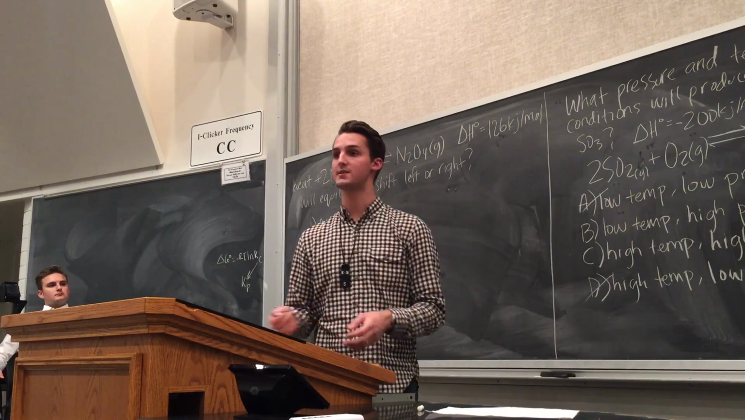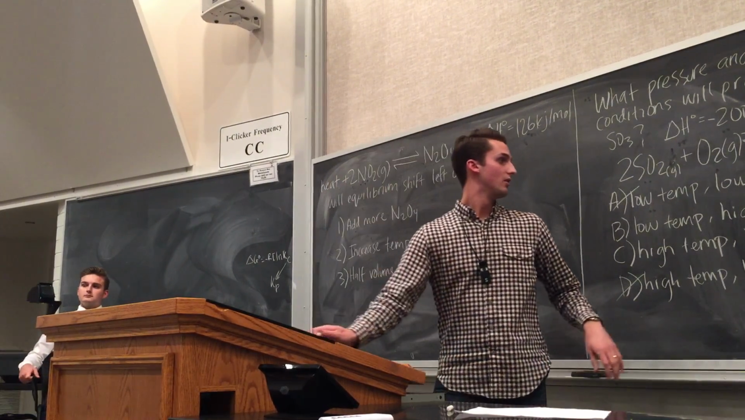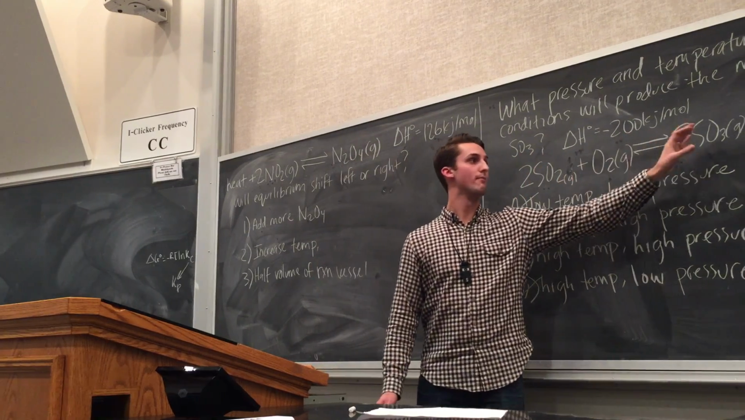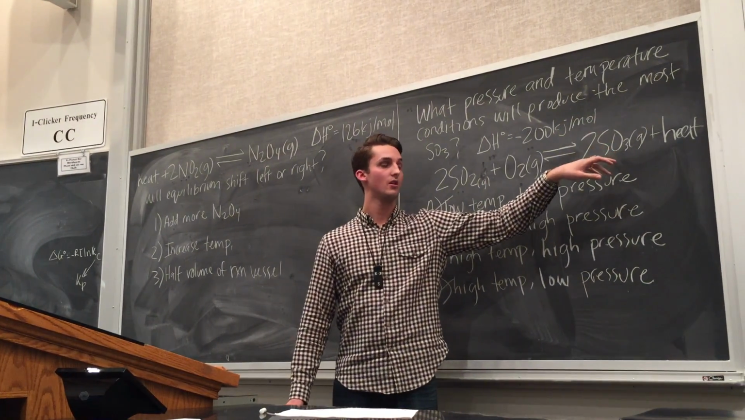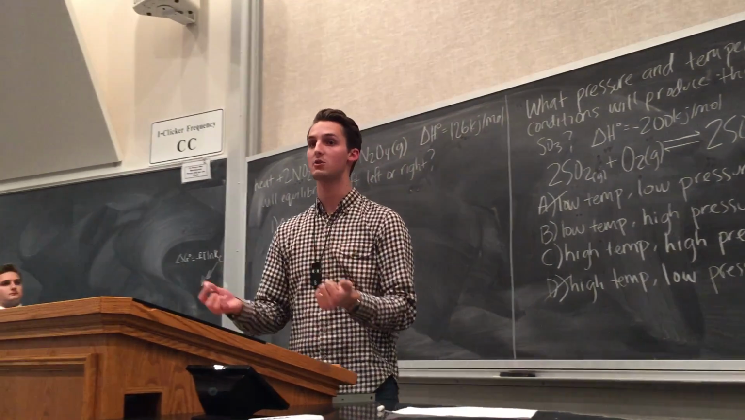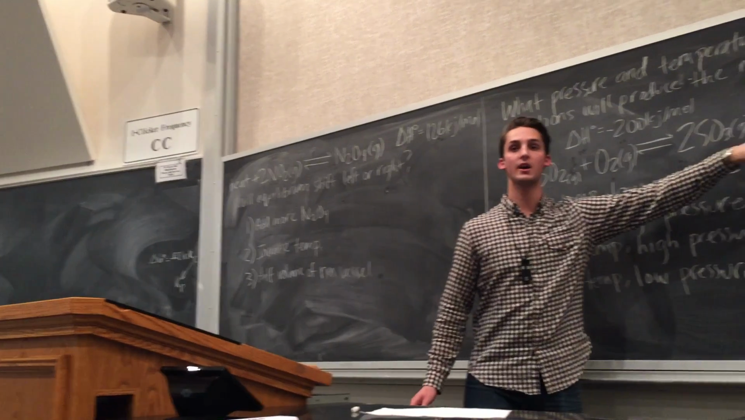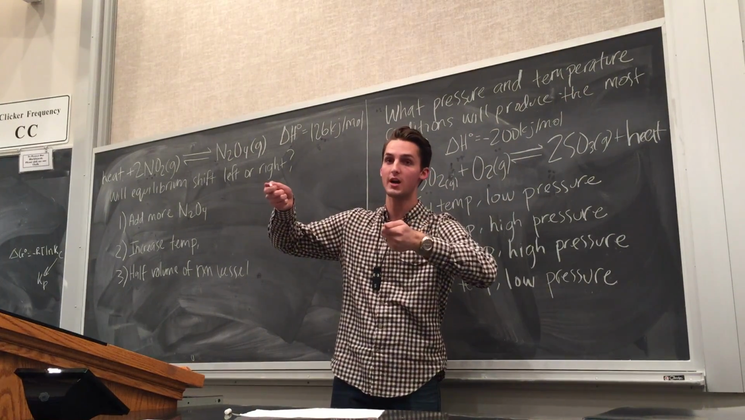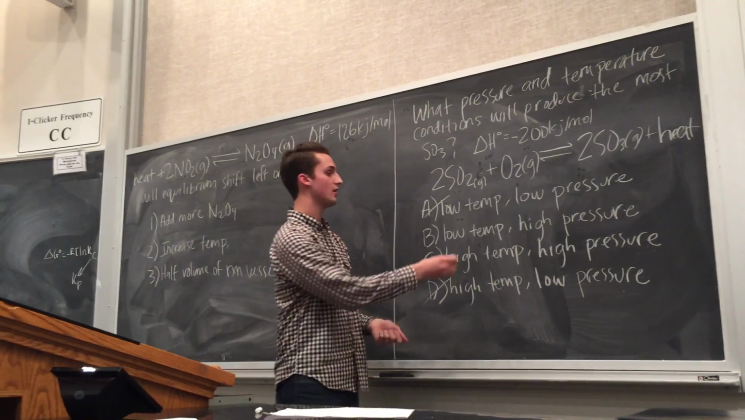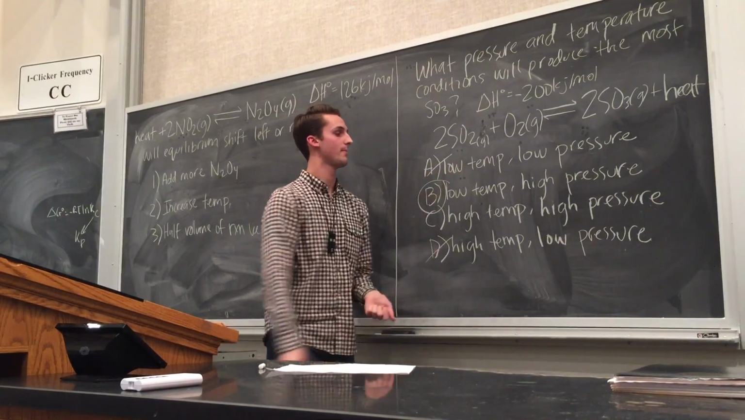So now, between B and C, we know pressure, so now temperature. If I want to make more SO3, what do I want to do to the temperature? I want to decrease temperature. Since heat is a product, if I decrease the products, the equilibrium will shift that way. So the answer here is B.